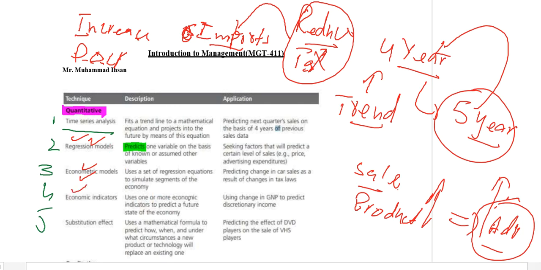Number 3, economic indicators. Indicators also tell us about the condition of the country or the condition of the society where we are working. For example, GNP will tell the economic condition of the society, and that will help us make forecasts about our future investments. Substitution effect: sometimes different substitutes and alternatives are available for different products, and the availability of these alternatives will allow us to predict the future.